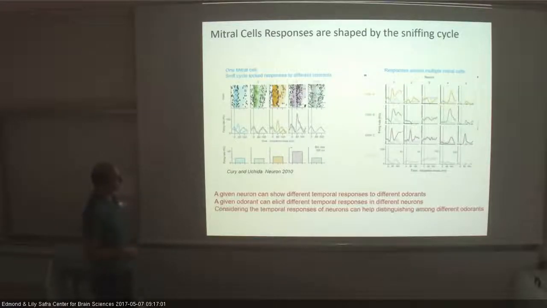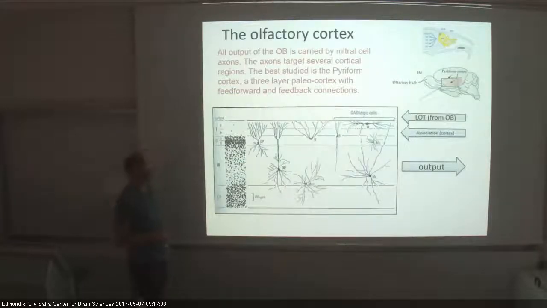Okay, so this is just saying in a more concise way what I just told you about the different responses in different neurons and for different odors.